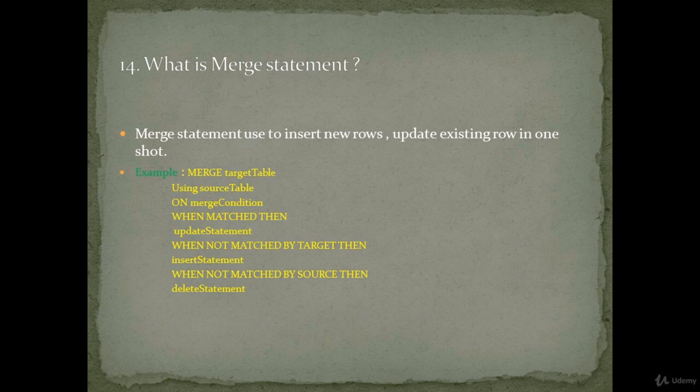So the merge statement is used to insert new rows and update existing rows in one shot. For example, if you have a table and you want to insert and update at once: if there is any data existing in the table, then update some column of that row, and if there is nothing, then insert a new row. So the syntax is: merge target table using source table on merge condition. When matched, then just update it. When not matched by target, then insert statement. When not matched by source, then delete statement.